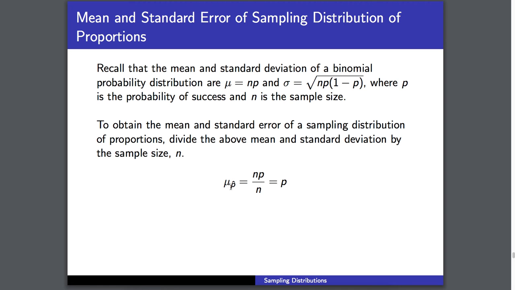Our sample proportion is denoted with a p with a little hat on top of it. That's a pretty common notation for that. And then lowercase p here is our population proportion.